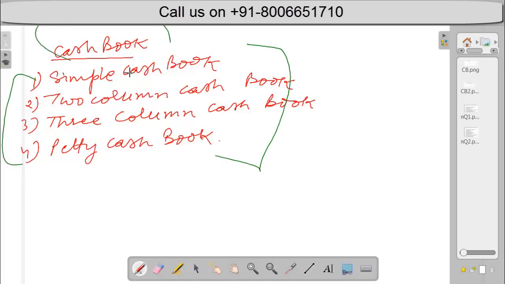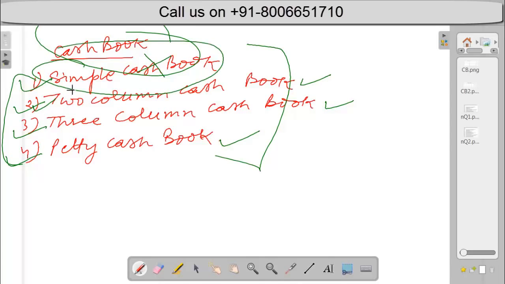The topic is the cash book, and there are 4 types: simple cash book, 2-column cash book, 3-column cash book, and the petty cash book. We will discuss the 2-column cash book, the 3-column cash book, and then petty cash. If we know how to prepare a 2-column cash book, we can easily prepare a simple cash book, so we do not need to discuss it separately. So today I am going to explain the 2-column cash book and the 3-column cash book.